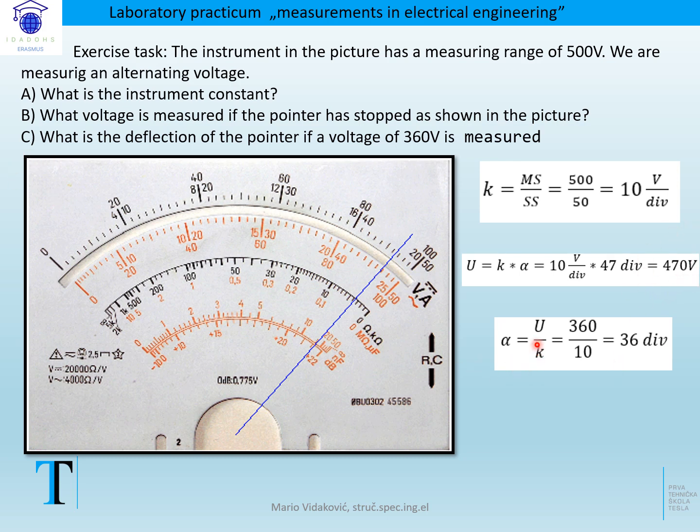The C, U equals K multiplied with alpha. Alpha in that formula equals voltage divided by K. 360 divided by 10 is 36 divisions.